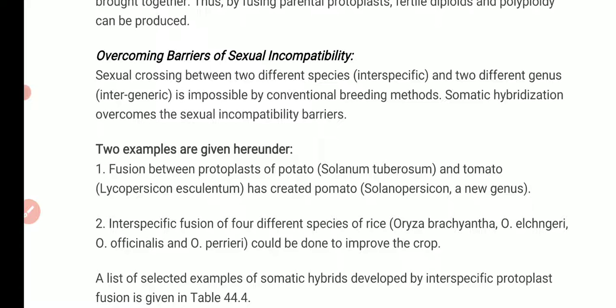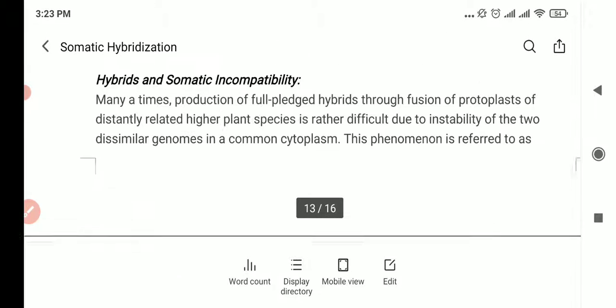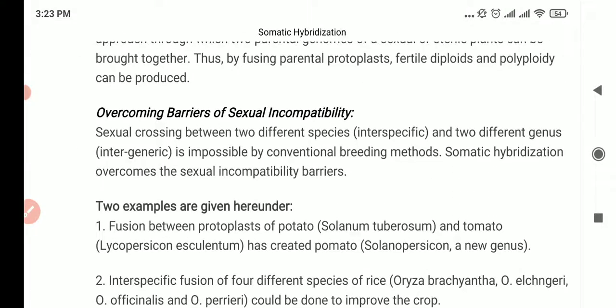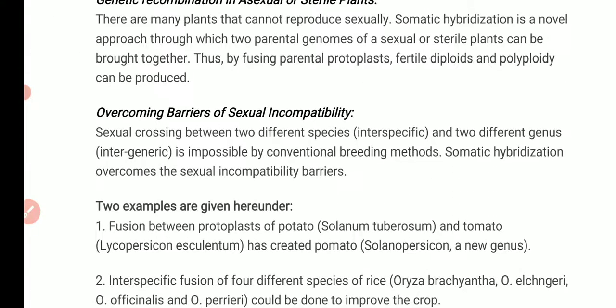So how do we overcome sexual incompatibility? Somatic hybridization will help you overcome the incompatibility. This is one of the uses of somatic hybridization.